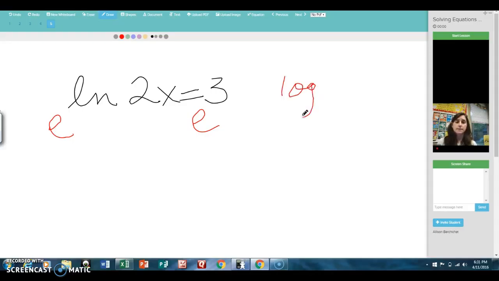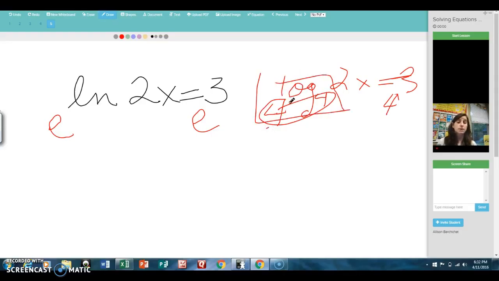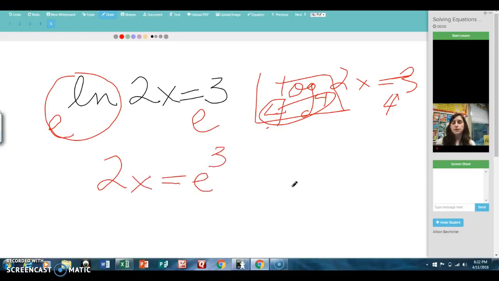If instead it said log base 4 of 2x equals 3, what I would have done is raised both sides with 4 being the base so that the base and exponent match. The reason why is because 4 to the log base 4 is equal to 1, so it's an okay substitution to do. So over here again, I've got e to the natural log 2x power equals e to the third. So remember what I said before, this stuff here is just equal to 1. So on the left, I have 2x, and on the right, I have e cubed. So x is equal to e cubed over 2.